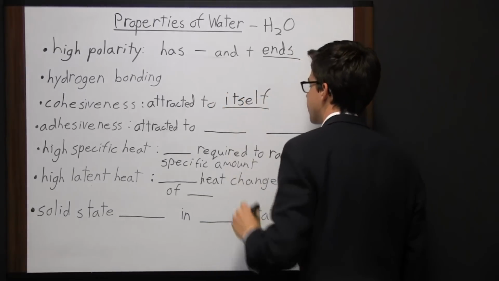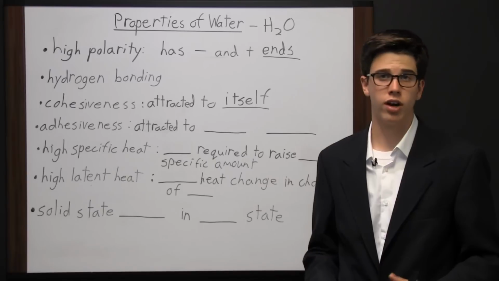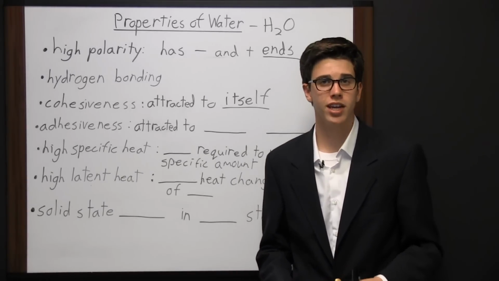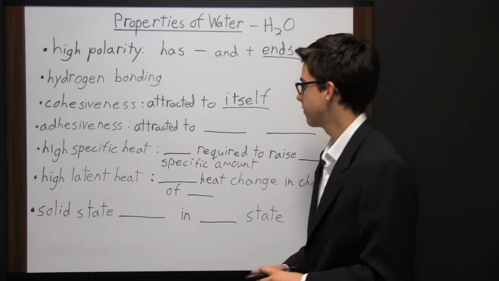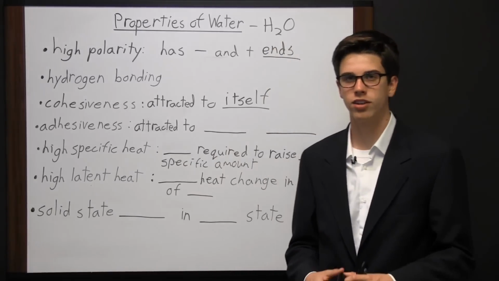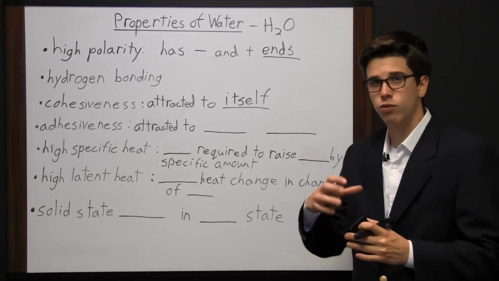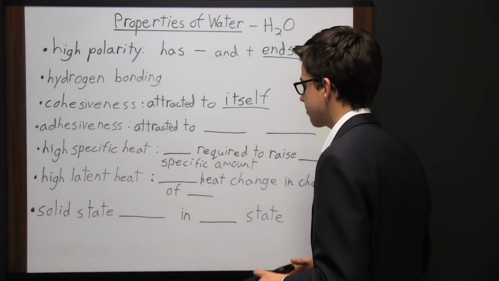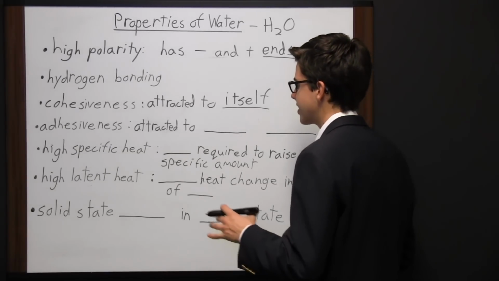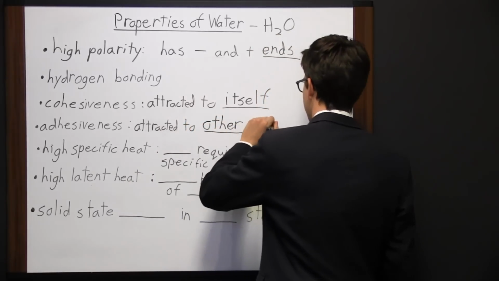You may have noticed this if you ever filled a cup of water up a little bit too high above the rim of the glass. Well, the water didn't immediately spill over because of cohesiveness. The water molecules were attracted to the other water molecules, so the water didn't necessarily spill out because the attraction was stronger than the force of gravity trying to pull it out. Then we also have adhesiveness, which means water molecules are attracted to other molecules.